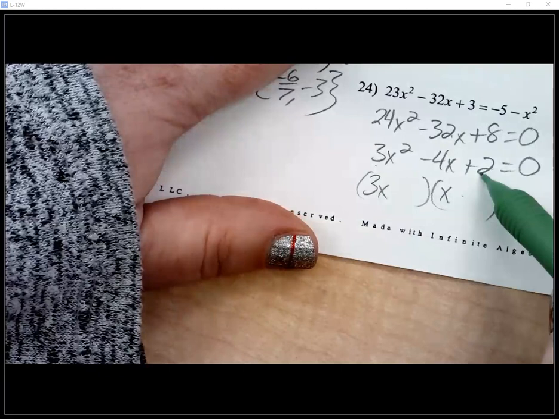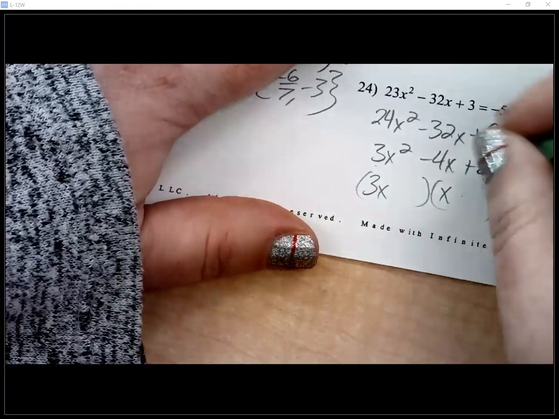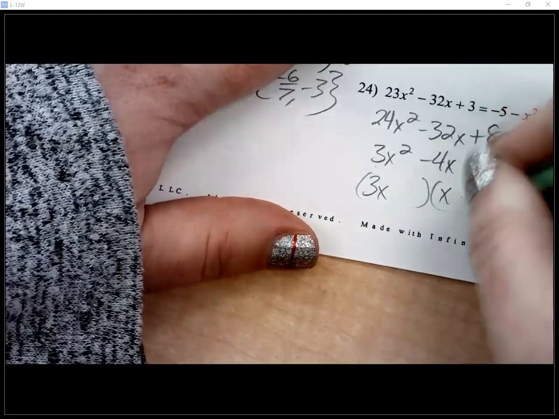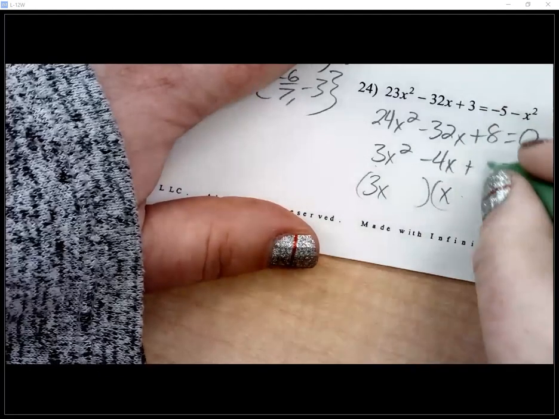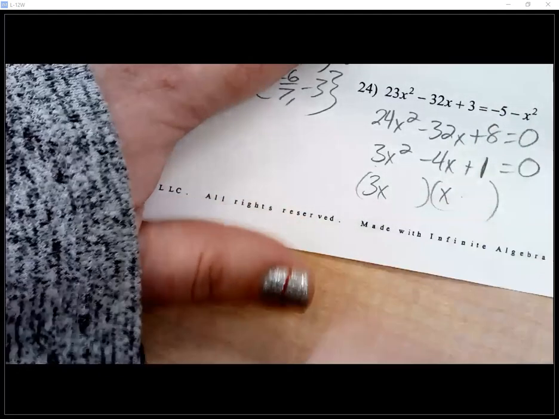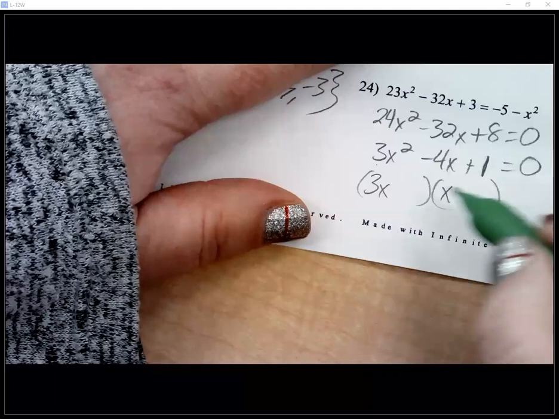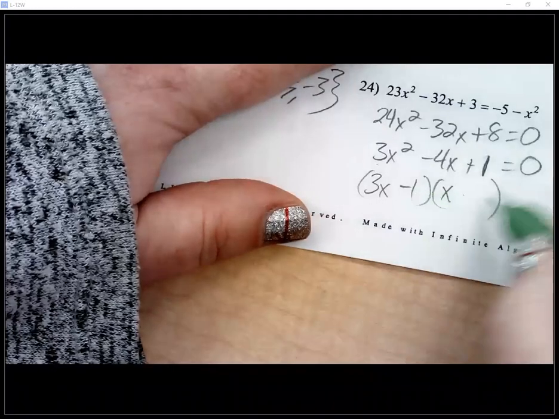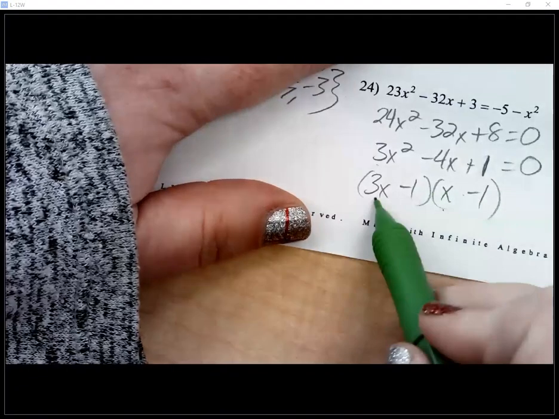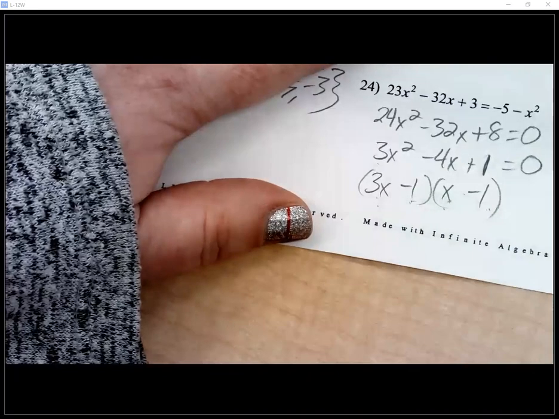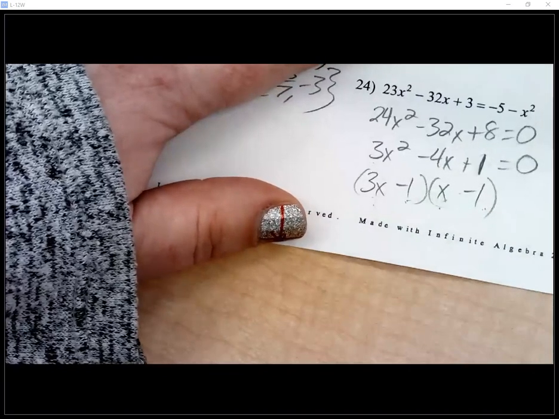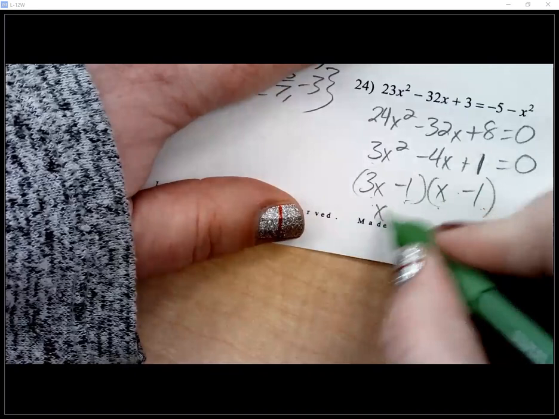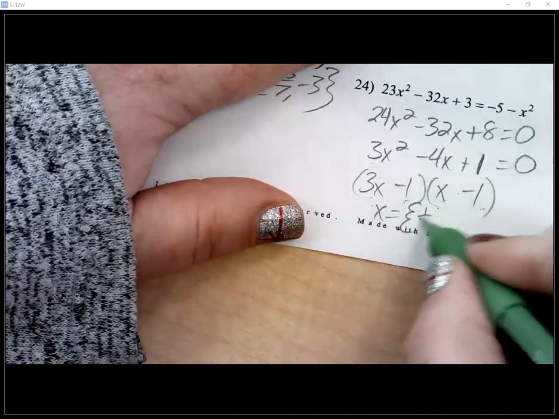oh yes, because I divided by 8. Oh, thank you. Thank you, thank you, thank you. So then I'd have a -1 and a -1. Is that right? 3x squared -1 plus 1. Yep. Whew. And so did you get your answers to be +1/3 and +1?